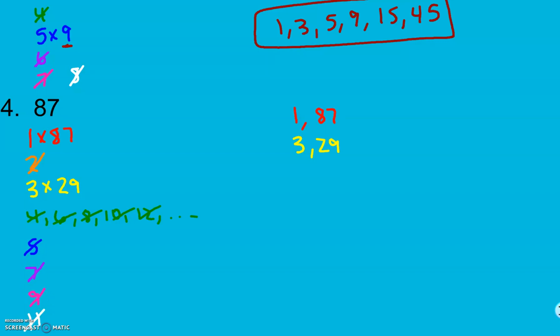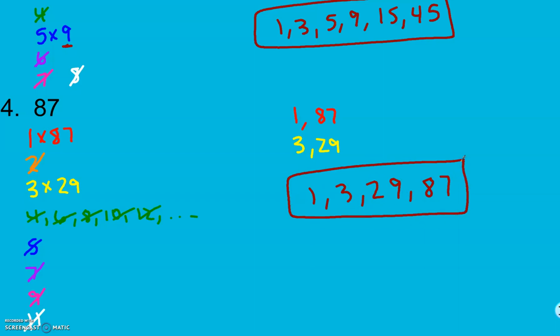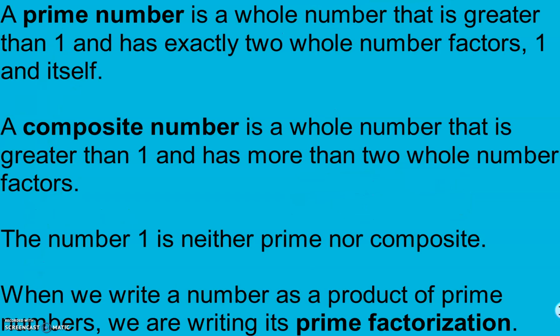So 1, 3, 29, and 87 are our only factors of 87. A prime number is a whole number that is greater than 1 and has exactly 2 whole number factors, 1 and itself. A composite number is a whole number that is greater than 1 and has more than 2 whole number factors. Number 1 is neither prime nor composite because it only has one factor, 1.